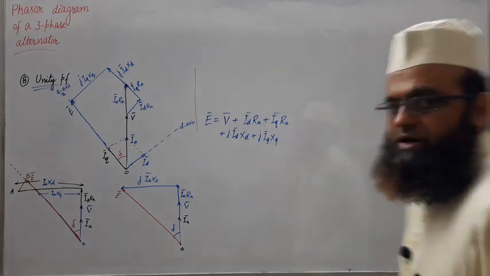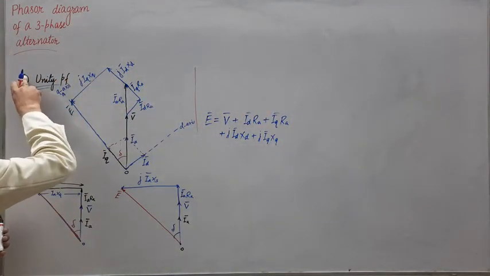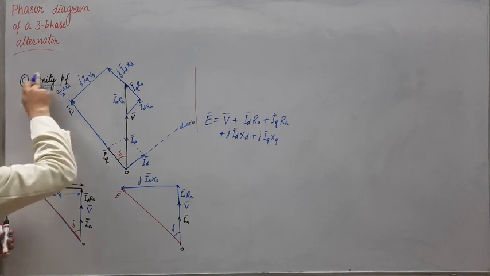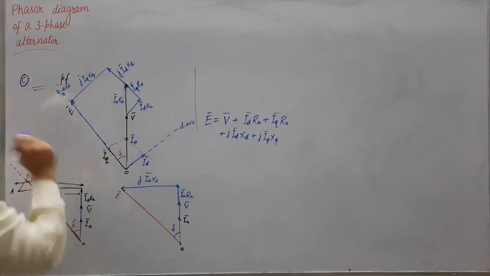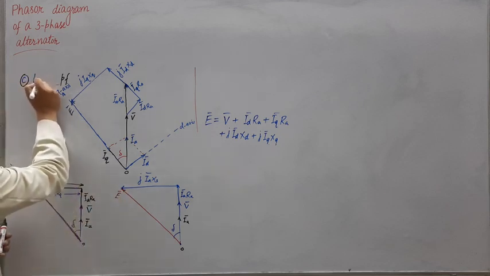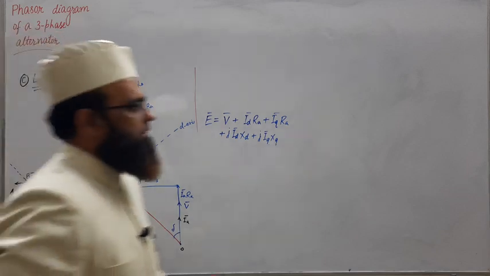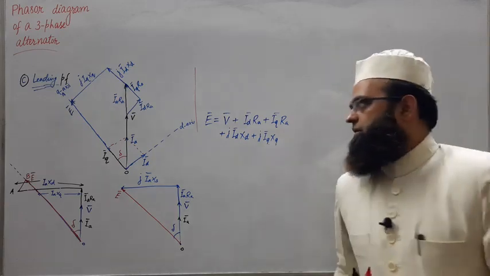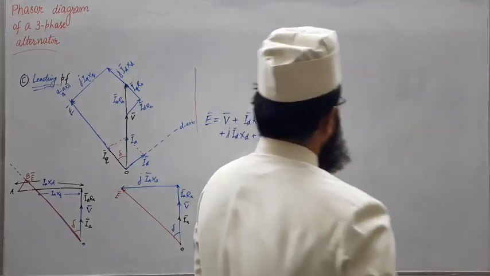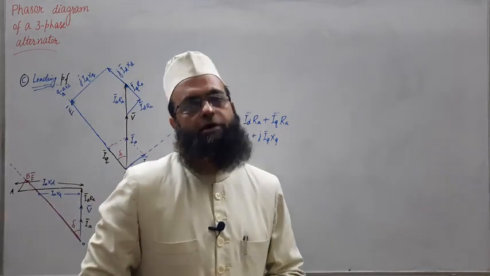Now consider the third case, that is the leading power factor case. So in leading power factor, current phasor IA leads the V by some angle. So right here, leading power factor case. In the leading power factor case, the procedure will be the same. So let us take the case when delta is known. First we will draw for salient pole, then for non-salient pole, that is cylindrical rotor.